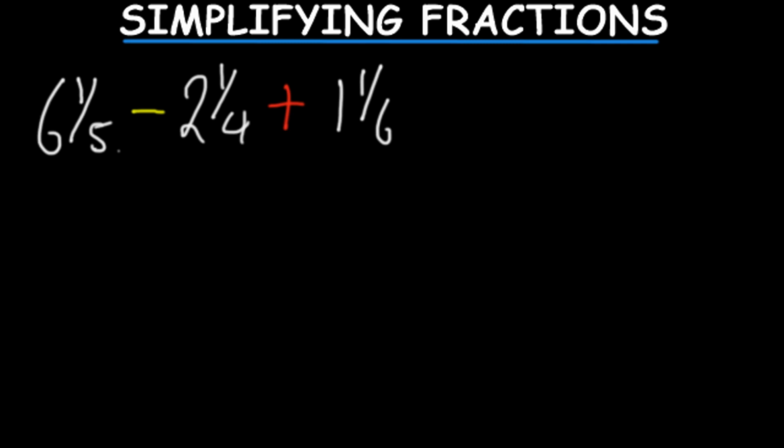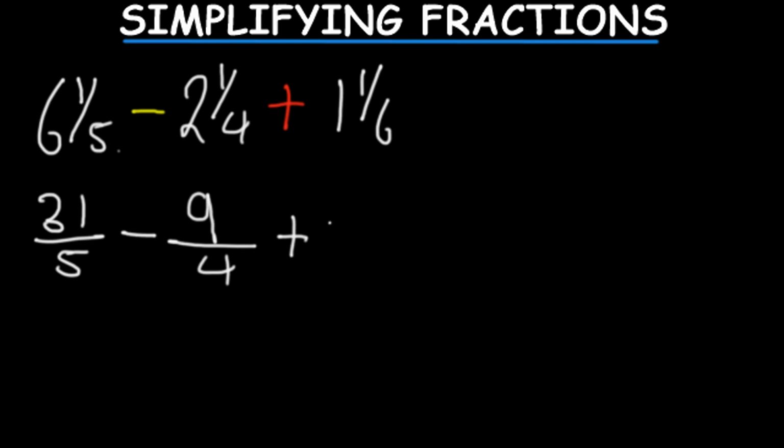So 6 multiplied by 5 becomes 30. 30 plus 1, that's 31. So we have 31 over 5, minus 2 times 4 is 8. And 8 plus 1 is 9. So we have 9 over 4, plus 1 times 6 is 6. And 6 plus 1 is 7. So we have 7 over 4.